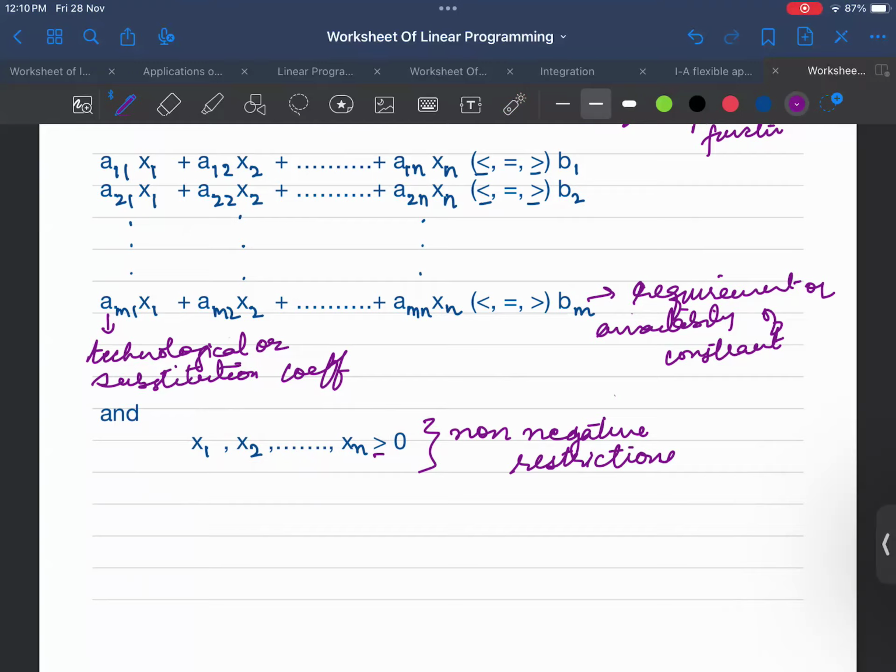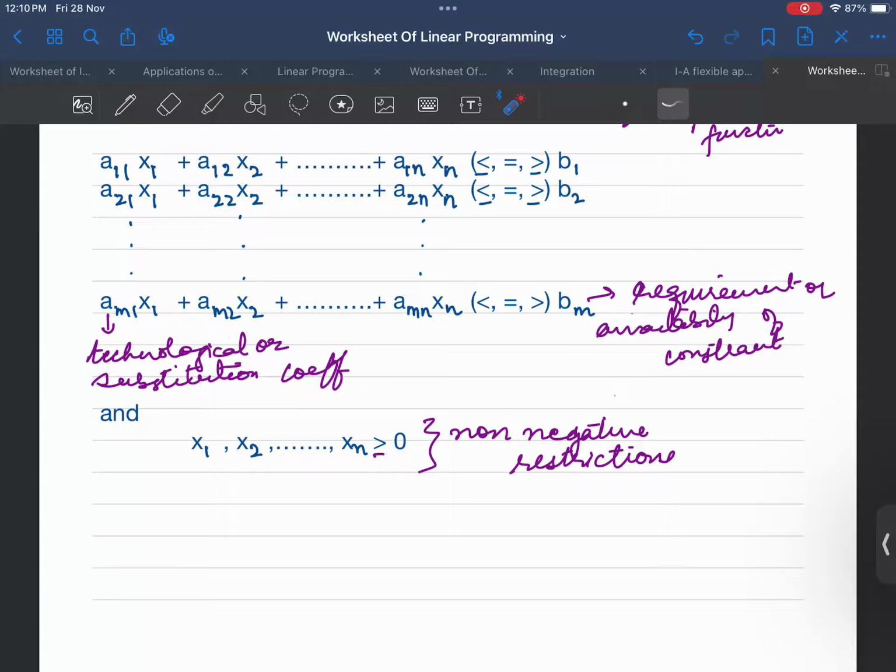Suppose I am saying my decision variable in my industry, if it's a manufacturing, it's a table. Then table can't be negative. It needs to be 0 or more than 0. So whatever the variables we are considering as decision variables, they need to be more than or equal to 0. So these three conditions are necessary for the optimization in the case of LPP formulation.